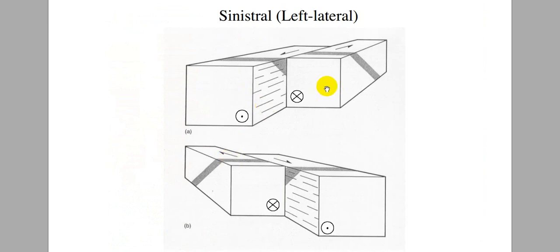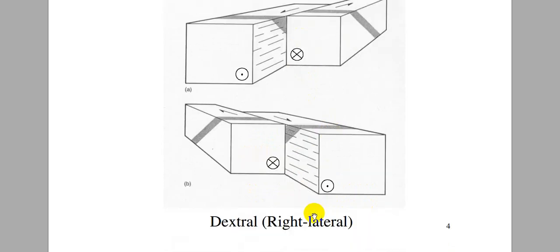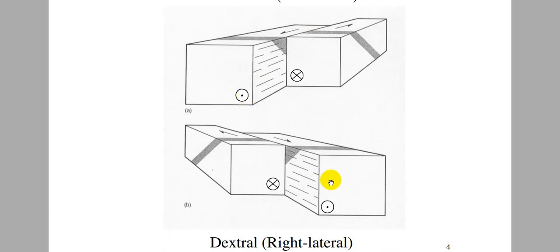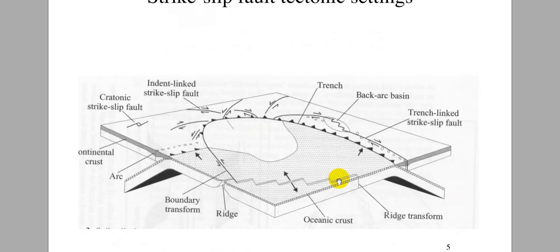Two fault blocks, one on the right hand and one on the left hand. When the left block moves towards me, it means sinistral or left lateral fault. Sinistral means movement anti-clockwise. The other case is dextral, which means the movement is clockwise. So when the right hand block moves towards me, it means right lateral fault. We have two types of strike slip fault: left lateral fault and right lateral fault. Left lateral means the left block moves towards me. Right lateral means the right block moves towards me.